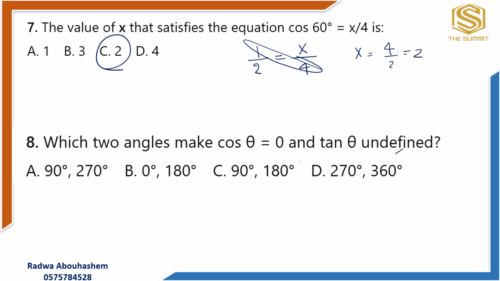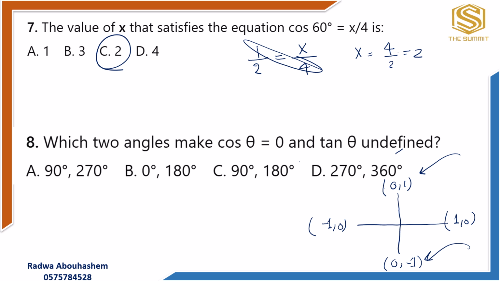Which two angles make cosine theta equal 0 and tan theta undefined? Tan theta is undefined when the angle is 90, right? Do you remember the unit circle? This was 0 and 1, and this one was 0 and -1. Here, 1 and 0, and here -1 and 0. So tan theta is undefined here because you divide 1 over 0, and also undefined here because you divide -1 over 0. And the cosine here is 0, and the cosine here is 0. This is 90, and this is 270.